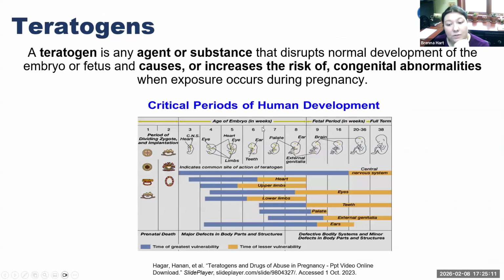Okay. So why do the different ages matter? It matters very critically for teratogens. So a teratogen is any kind of agent or substance that is going to mess up normal development, whether it's causing or just increasing the risk of congenital abnormalities when exposed during pregnancy. So these lines here are showing you the greatest time of vulnerability, in this case, the central nervous system. You can see that in many of these initial weeks, the central nervous system can be greatly affected by teratogens.